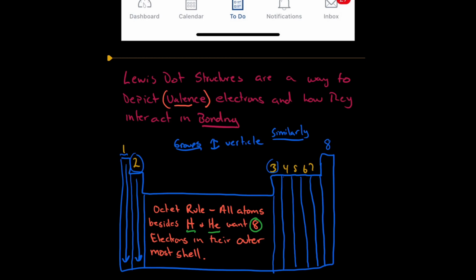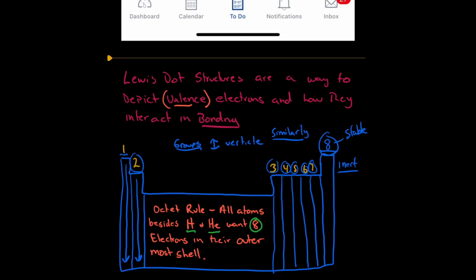So you have 3, and then 4 here, 5, 6, 7, and then finally in the noble gases you have 8, and that makes them inert. They don't react with anything because they're fully stable. Remember, they want to be stable, and 8 valence electrons in their outer shell makes them stable.